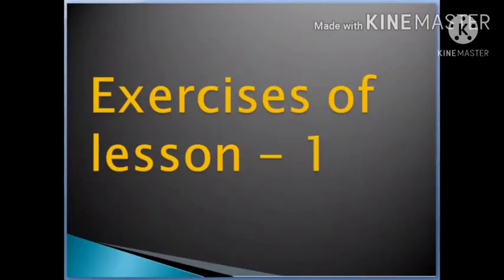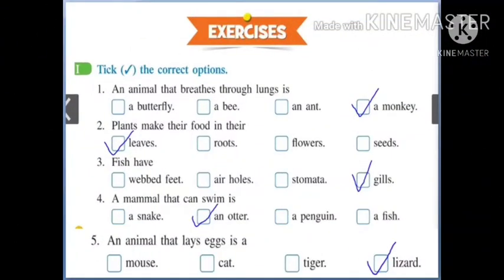Now let's have the answer key of the exercises of lesson 1. Open your book everyone and match out the answers. First, an animal that breathes through lungs is a monkey. Second, plants make their food in their leaves. Fish have gills. A mammal that can swim is an otter. Fifth, an animal that lays eggs is a lizard.